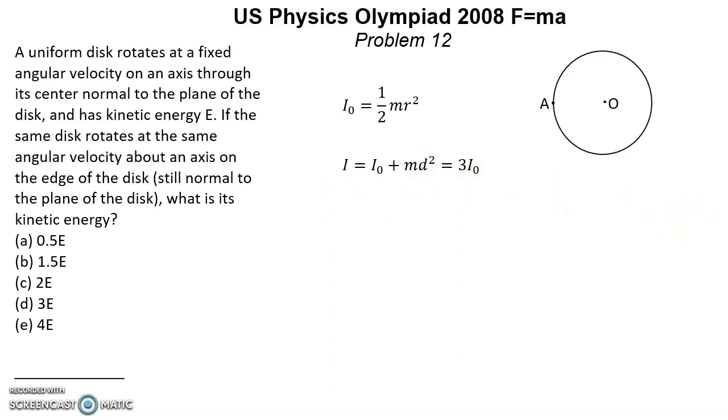And last point, kinetic energy for rotation. We see from the formula that kinetic energy is proportional to moment of inertia. If we triple the moment of inertia and leave the same angular velocity, we will triple our energy. It means that the answer is D, 3E.